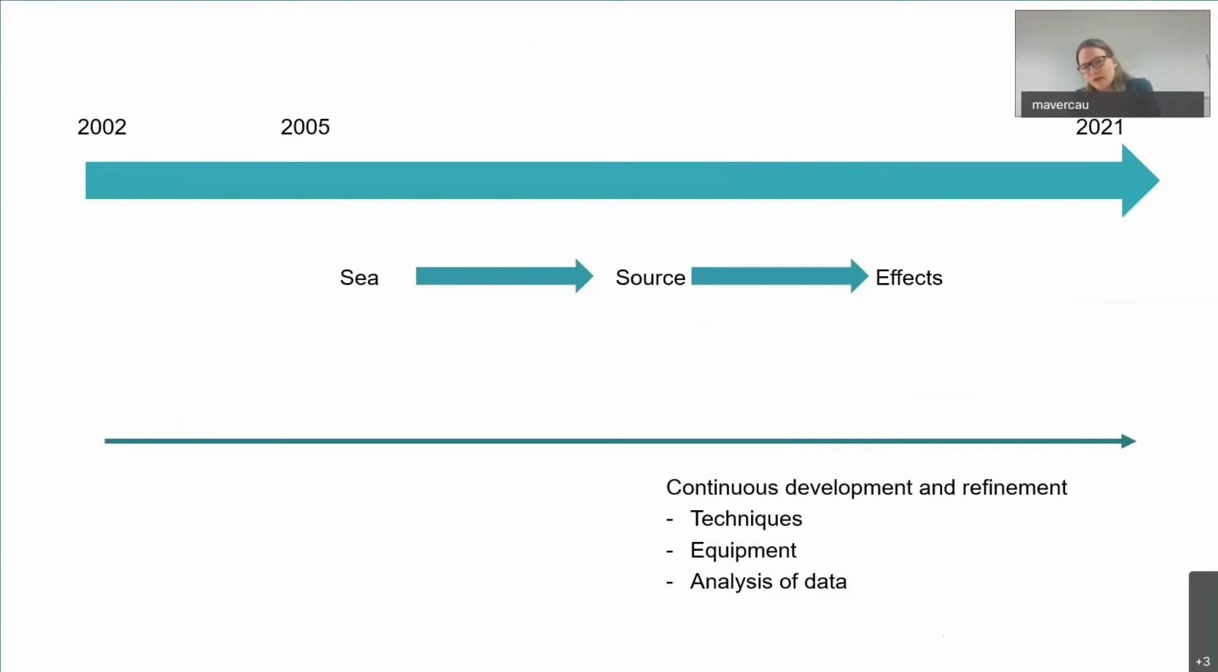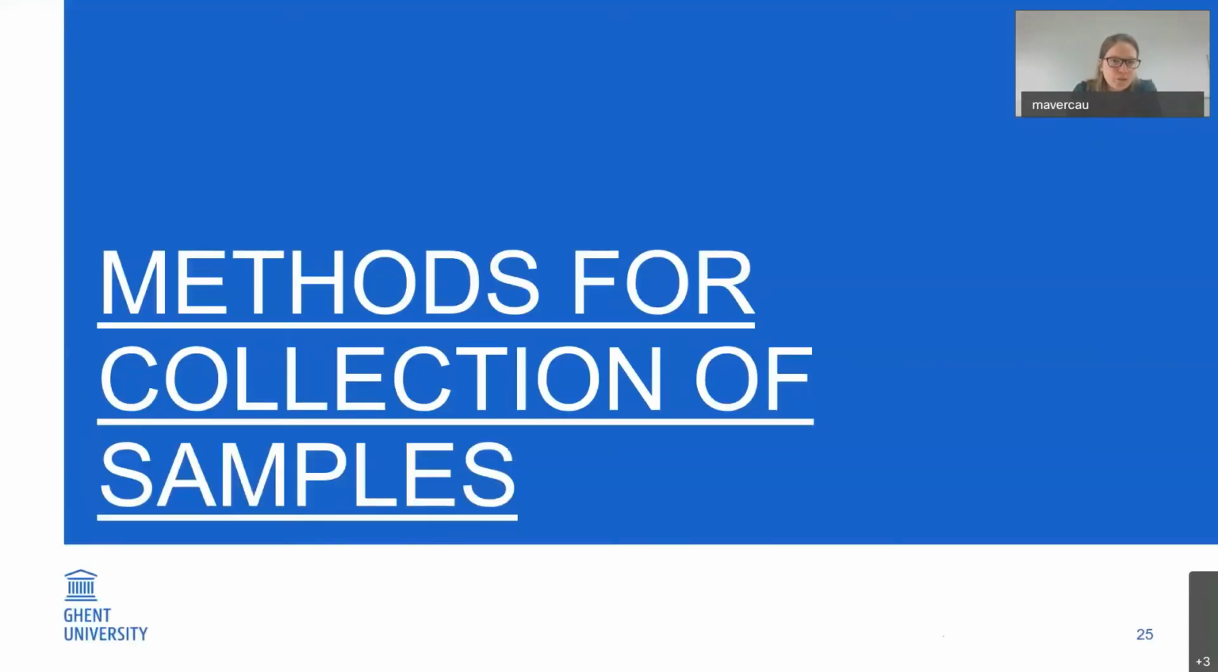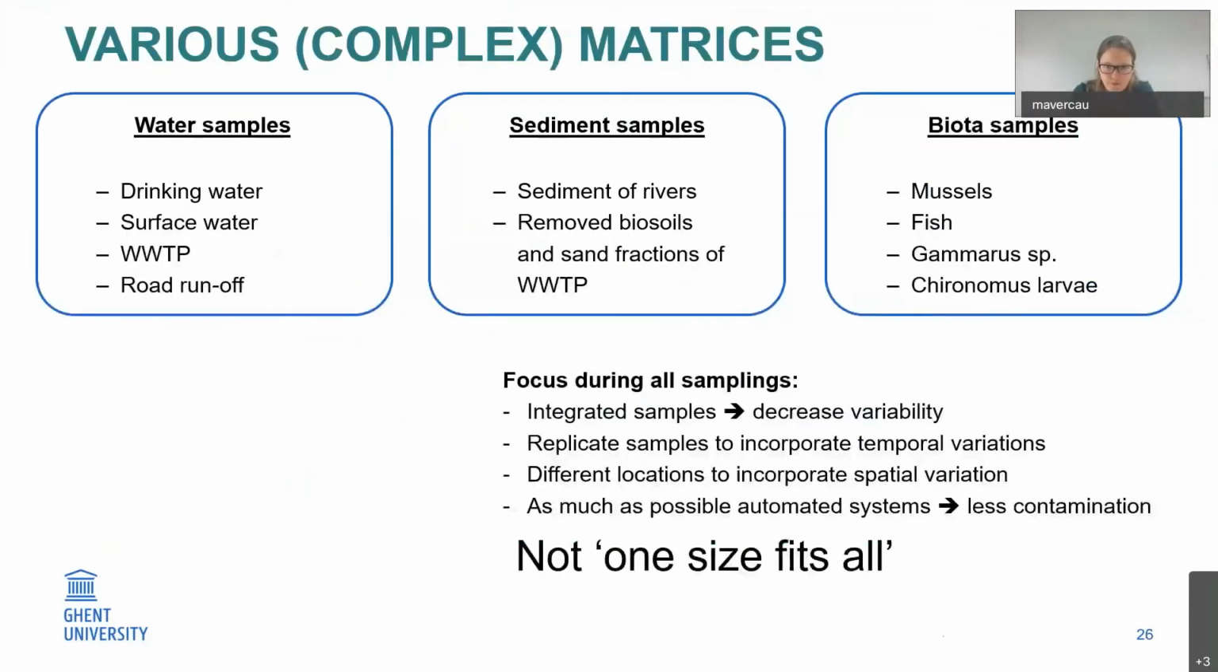But as we moved more inland and more to the effects, there was also continuous development and refinement of the different techniques that were used, different equipment that was used, and the analysis of the data. So how we do the research now is quite different from how we did it in the beginning. I wanted to go over the methods we use for collection of samples. We use various different matrices, and each matrix has different complexity. With complex, I mean particulate matter or other organic compounds that are hampering evaluation or analysis.